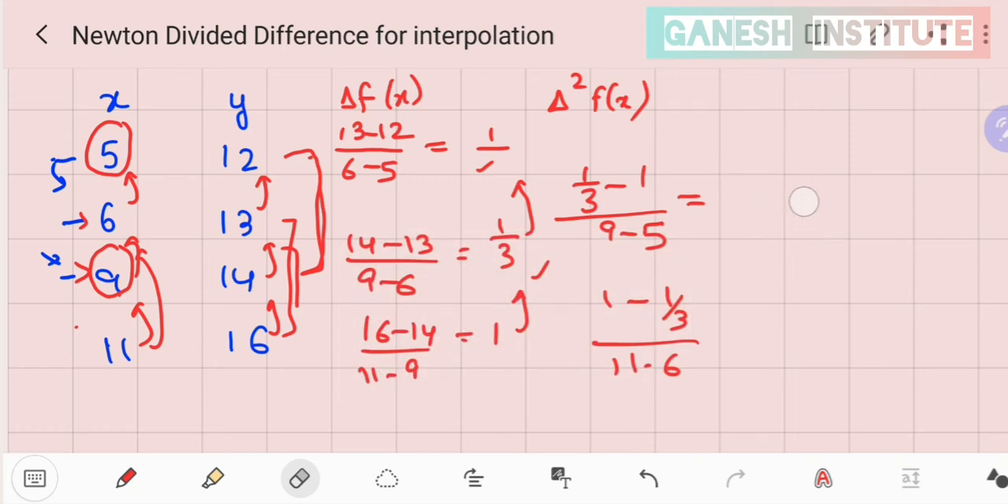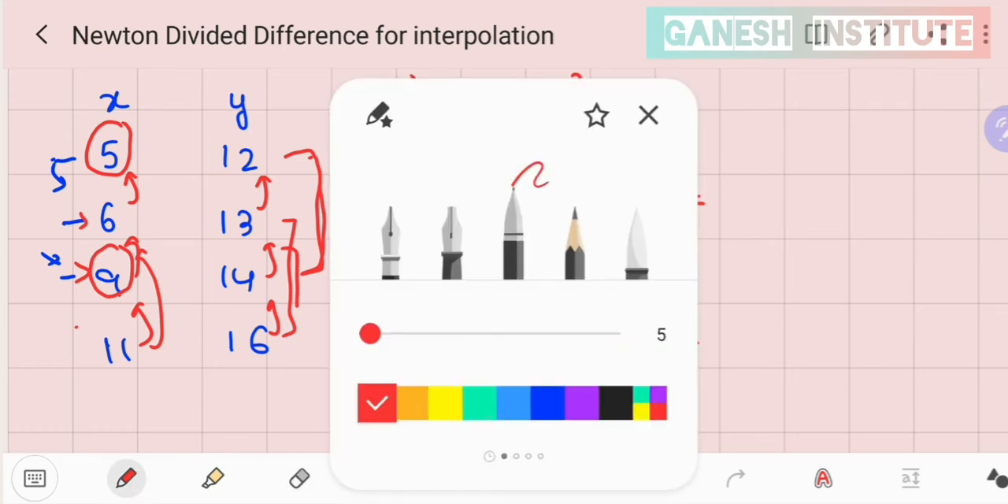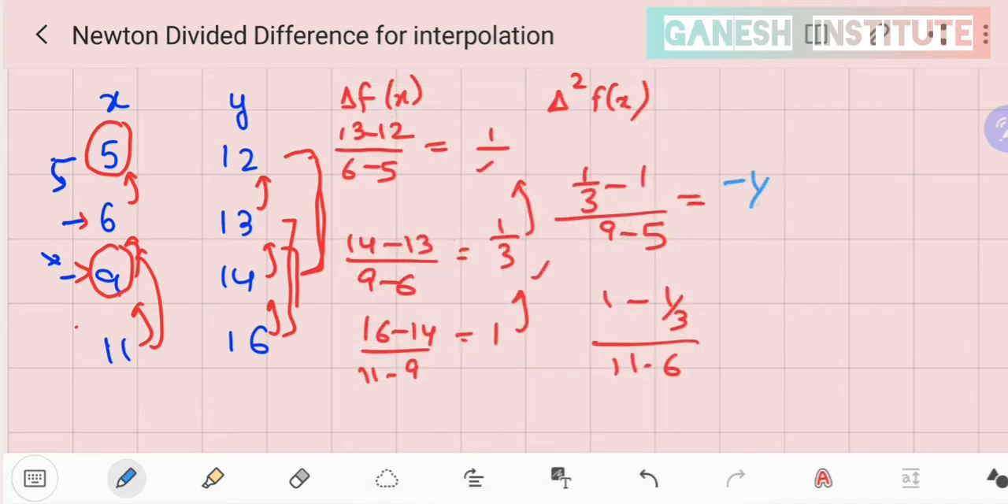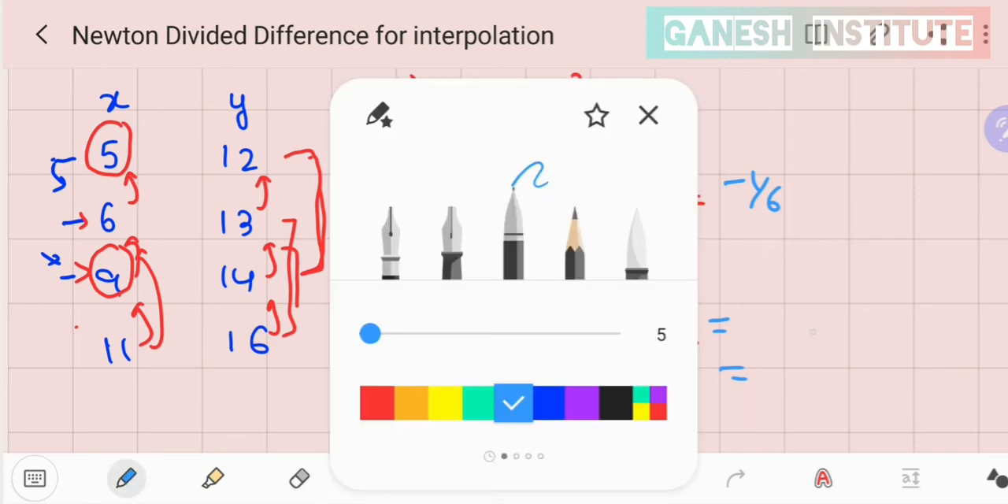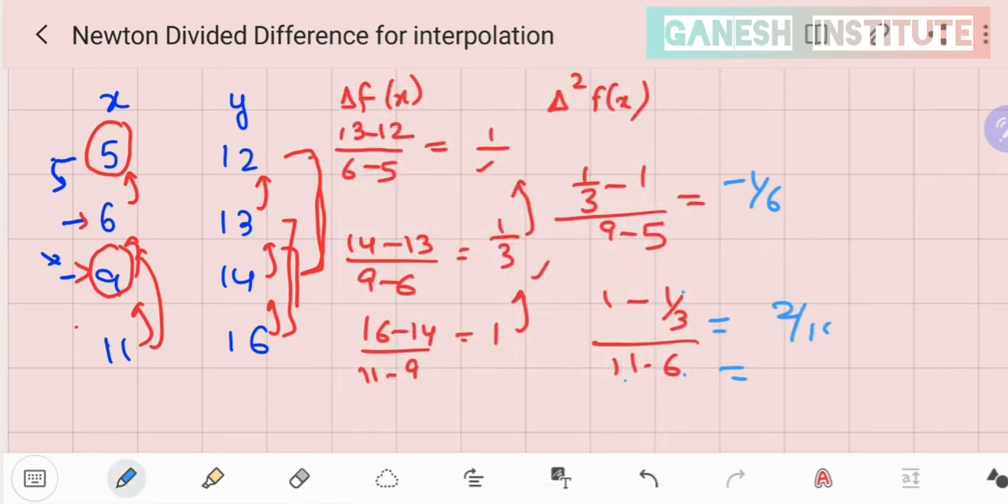So let me write minus 1 by 6 directly. So now here, if you see, take LCM, 3 1s are 3, 3 minus 1 is 2 by 3, 11 minus 6 is 5, sorry. So this has become 5, right? So 2 by 15, right? Let me erase it, and it has become 2 by 15, right?